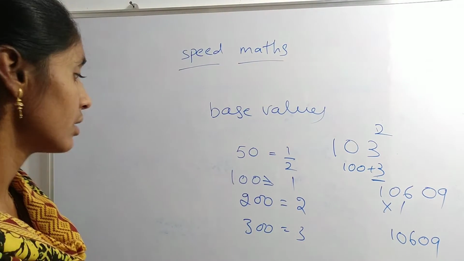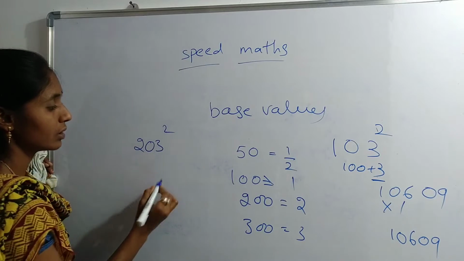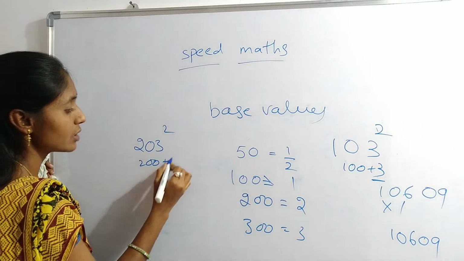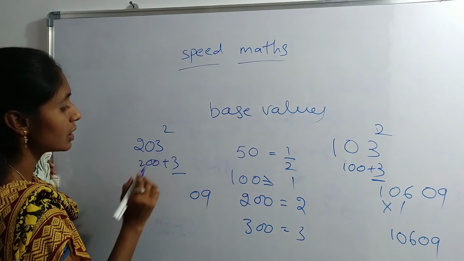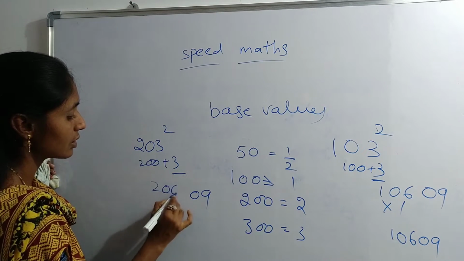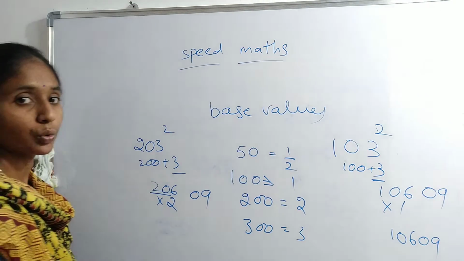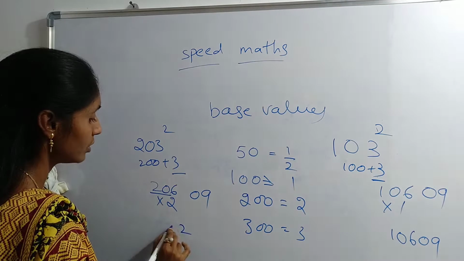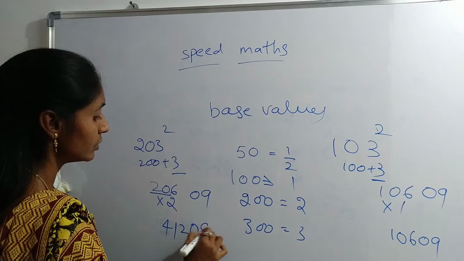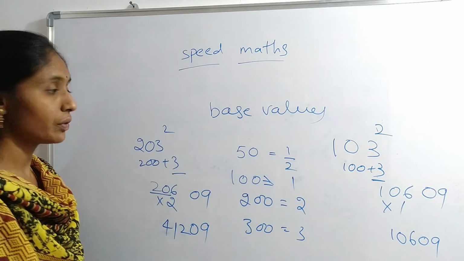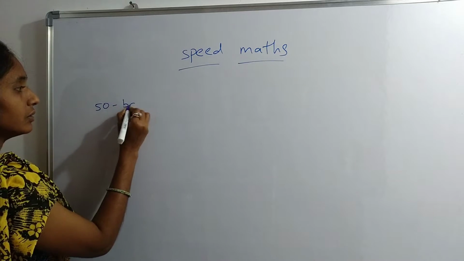Now check a 200 base example. 203 square. You can write it as 200 plus 3. Take the 3 square value as 09. And 203 plus 3 is 206. This is 200 base now, so you should multiply with 2. 2 sixes are 12. 2 0 0 1 2. So 41209 is the square value of 203. That is the base method.